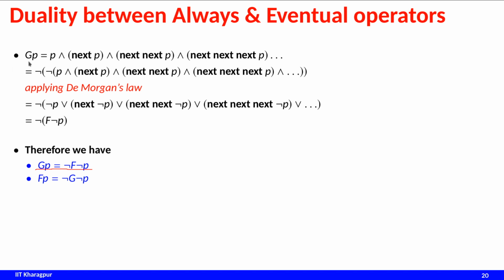So we can say GP is nothing but P and next P, next P, next P, and so on. Now if we introduce the negation and then apply De Morgan's law, it comes out to be this one. And if we reorganize it, we get not F, not P.